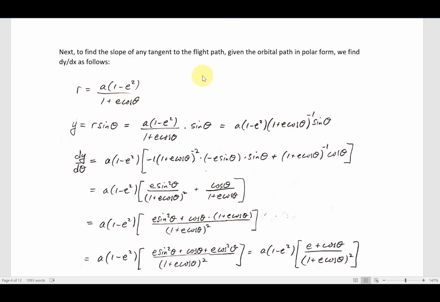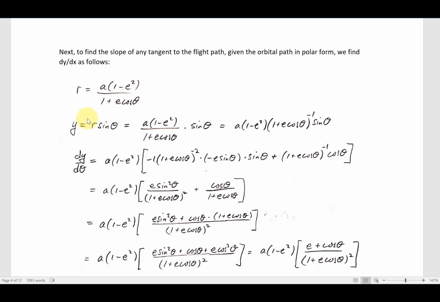Now the next thing we can look at is to find the slope of any tangent to the flight path given the orbital path in polar form. We'll do a derivative. So we're going to find dy/dx as follows. So this is the polar form of the elliptical orbit. R is a function of theta. The a is the semi-major axis. It's a constant in the context here. Let's have the a fixed and the eccentricity. This is e, the eccentricity of the orbit.